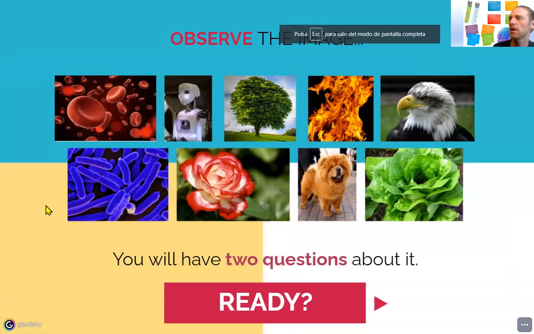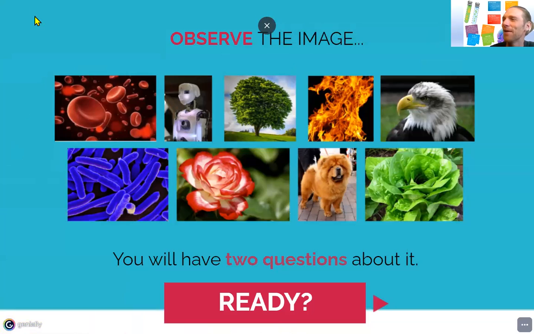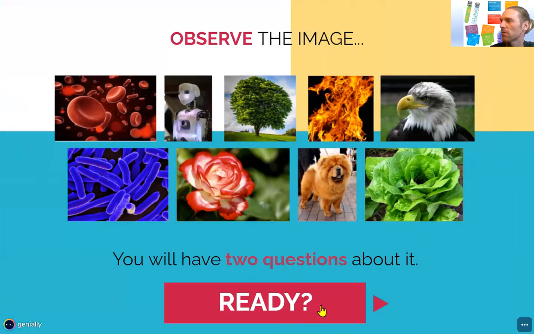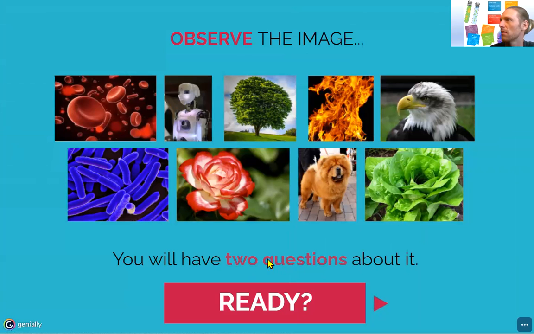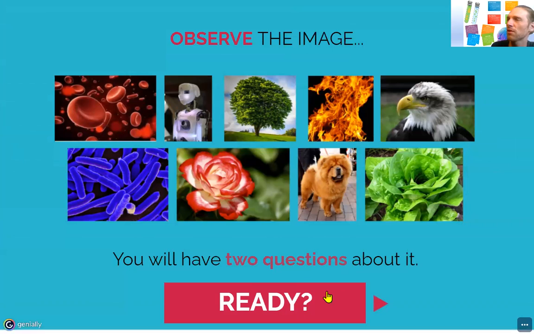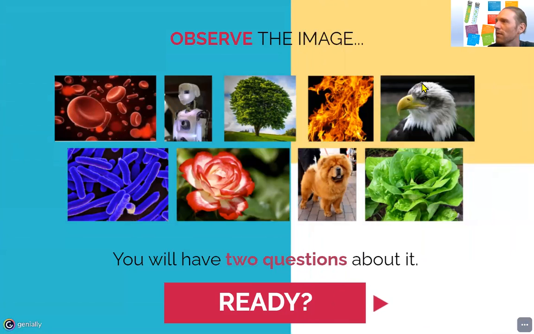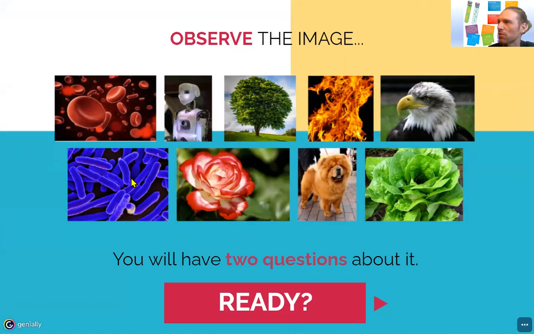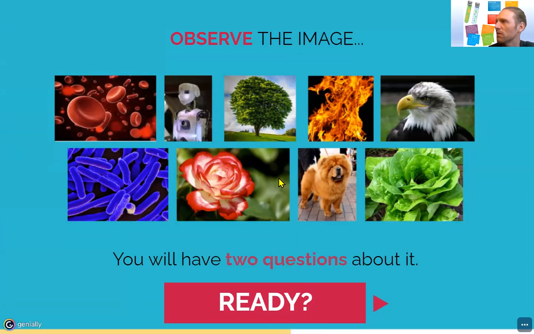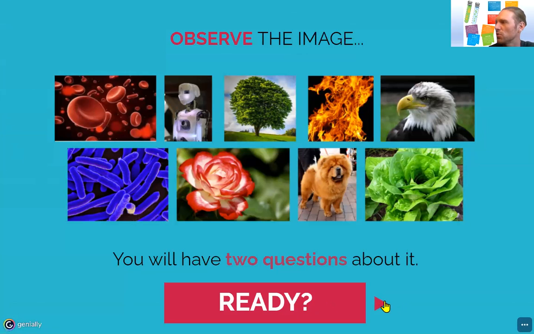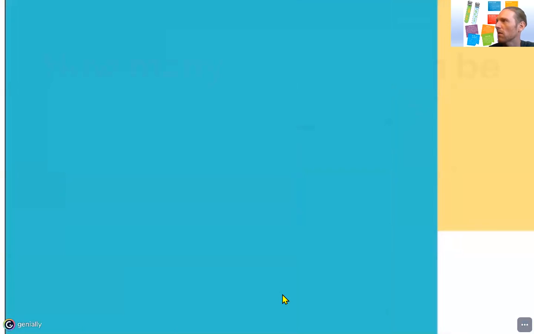So let's have a look at this image. It's very simple, in fact. You get 2 questions about this, and let's start. You have to look at the pictures, okay? You see some red blood cells, a robot, a tree, fire, an eagle. This could be some bacteria, okay? We call this cocci bacteria. This could be streptococcus. This is a rose, a dog, and a lettuce, okay? Salad.